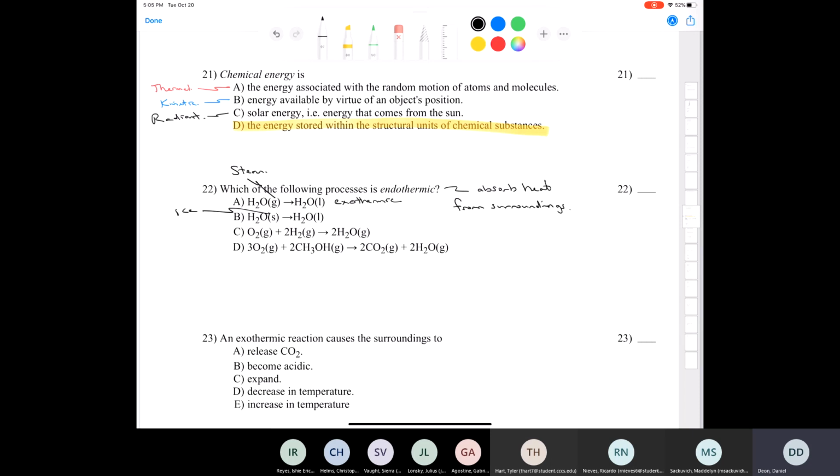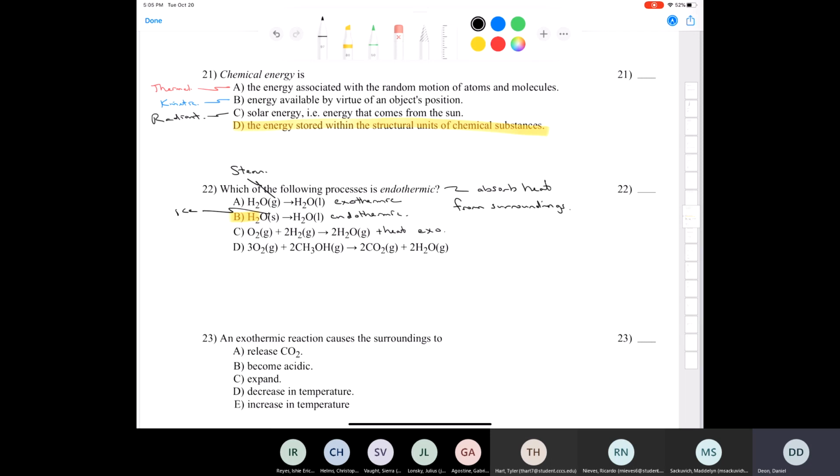And so this would be an endothermic process. So in fact, this is the correct answer. Is B, an endothermic process, the melting of ice. The next one is the combustion of hydrogen in the presence of oxygen. And of course, that releases water vapor, and it also releases a lot of heat. So that would be an exothermic reaction.